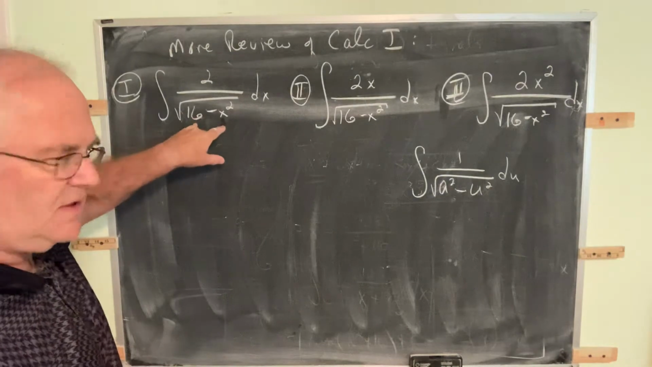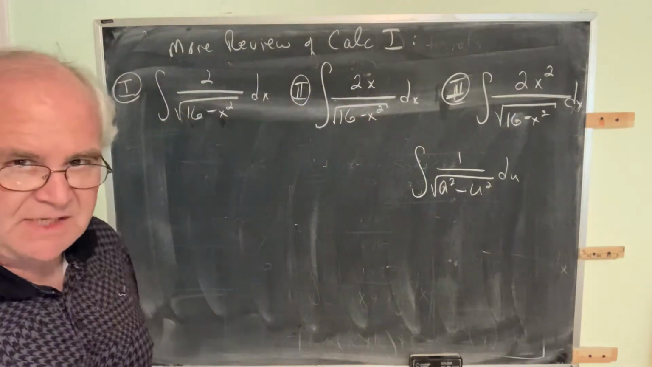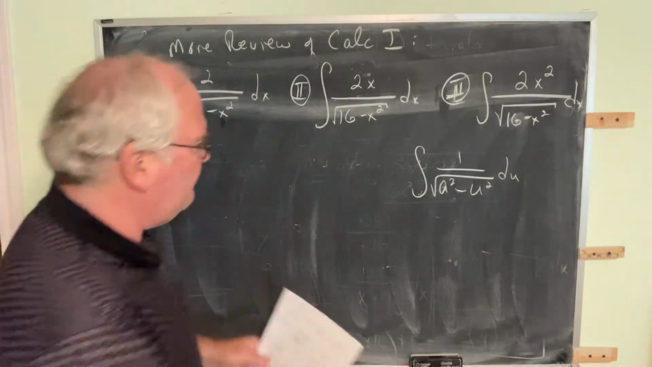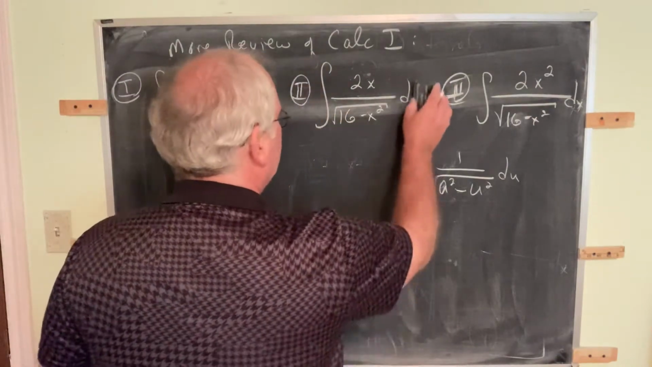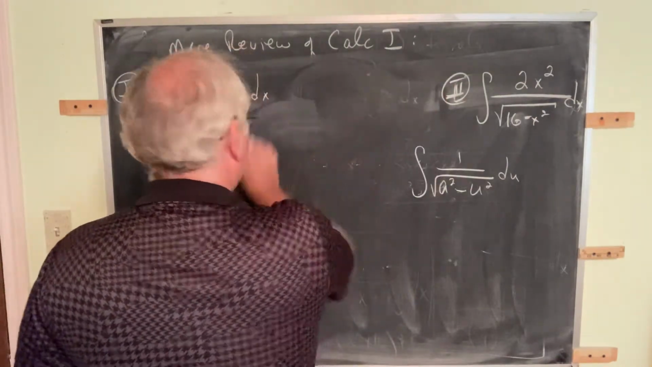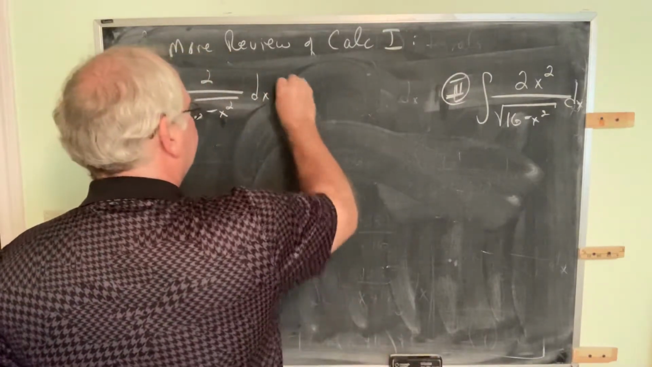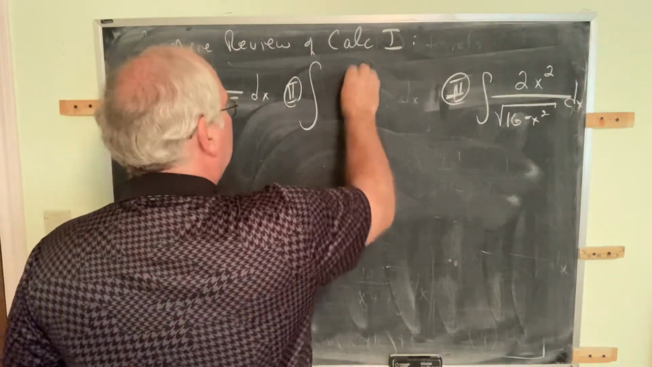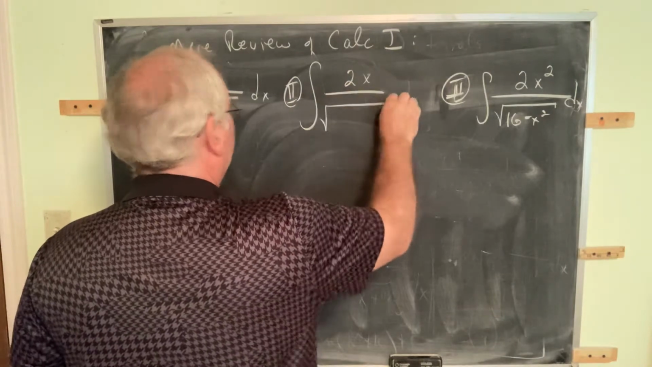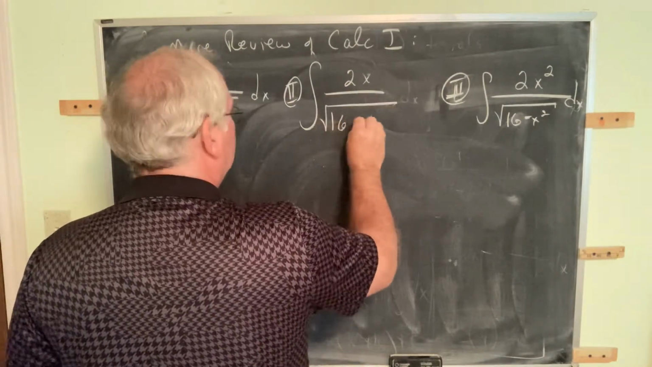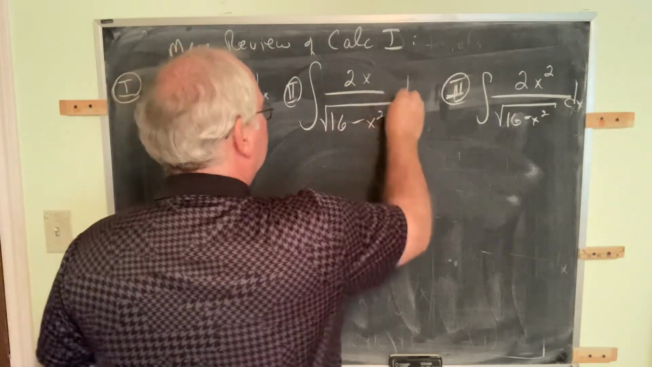So we're sniffing around the sine inverse form, but there are some differences, and that's one of the reasons I want to point this out. Let me write this better so you can see it. It's not coming through on the video very well, so I'm going to rewrite that. This is 2x over the square root of 16 minus x squared dx.